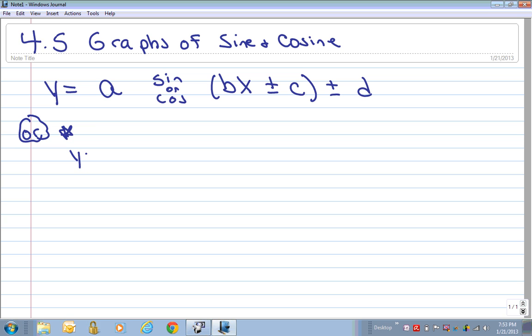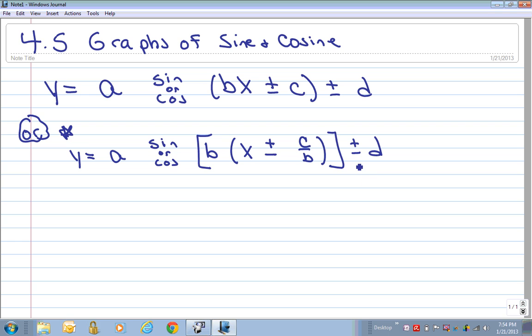So I would say y equals a, and again, it could be sine or cosine. Also, please understand a could be positive or negative. If it was negative, of course, it will be a reflection. We'll talk about that in a minute. And then I would factor out the b. So when I take out the b, inside would be x, because b times x would be bx, plus or minus, and it would end up being c over b. And then I'm going to close the bracket, and again it's plus or minus d. The plus or minuses here just mean you could be adding or subtracting c over b, or you could be adding or subtracting d.